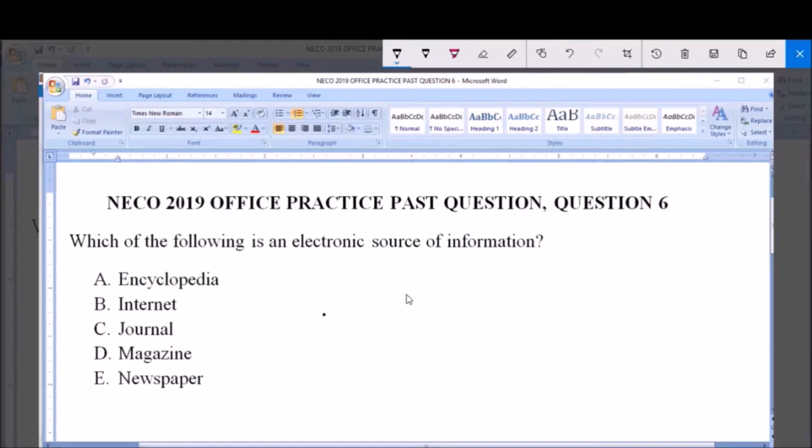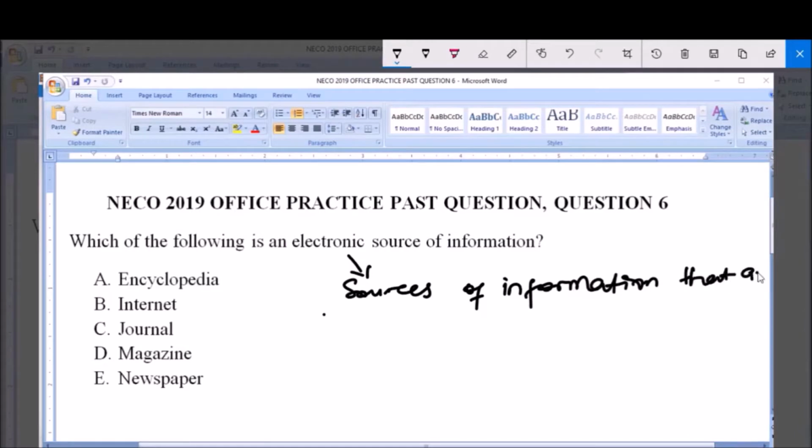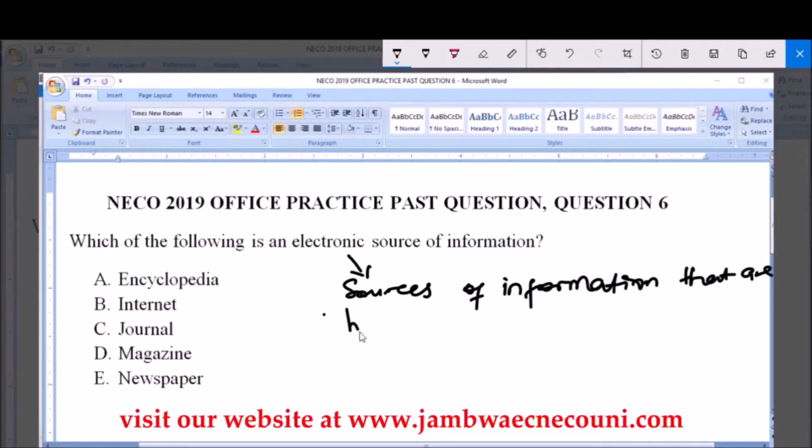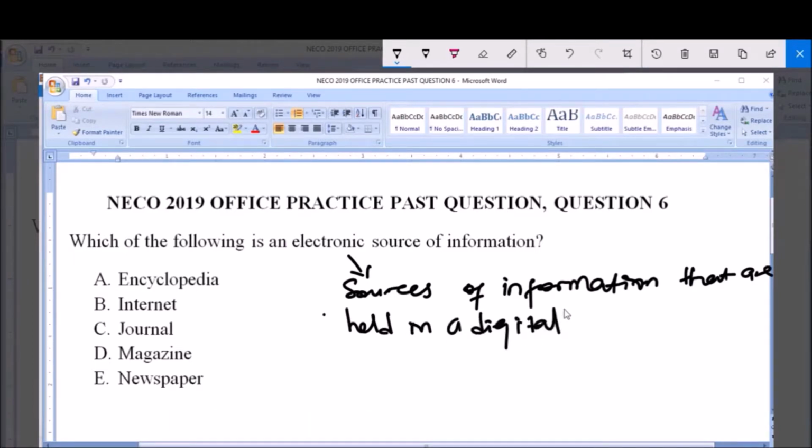Now, first of all, what do you understand by electronic source of information? These are sources of information that are held in a digital or electronic format. So these are sources of information that are held in a digital or electronic format, and that's why they are called electronic sources of information.